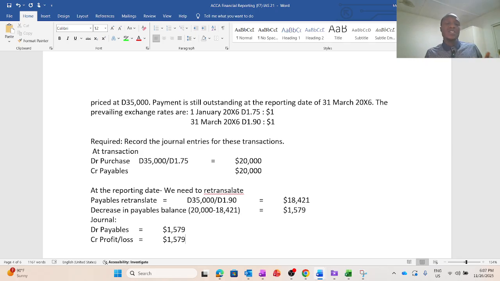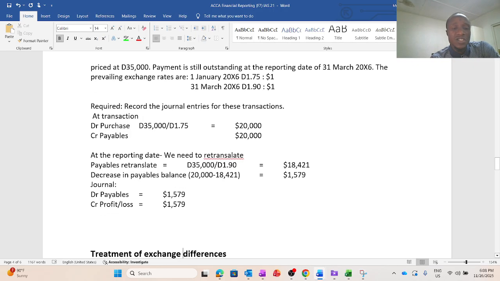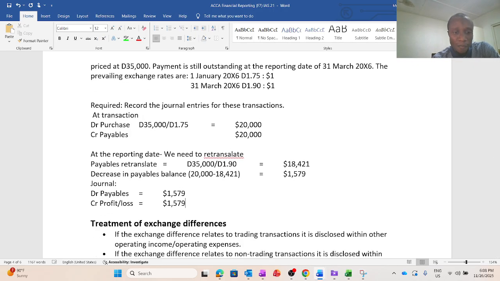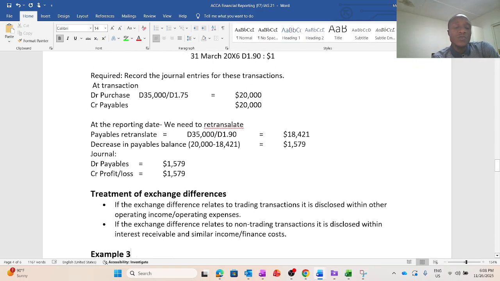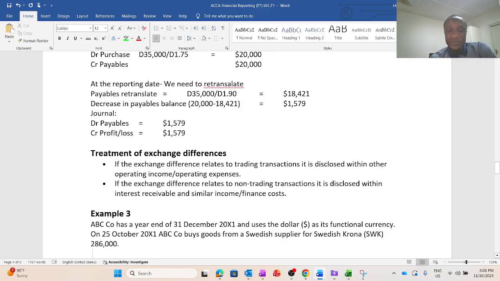So we need to know the distinction. If we are going to settle the transaction before the reporting date, then we are going to use the previous example. But if the transaction is still outstanding at the reporting date, then we are going to use this approach to account for the impact of the changes in foreign exchange. So now we are going to move on to the treatment of exchange differences.